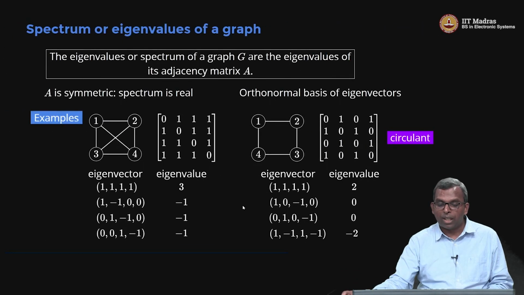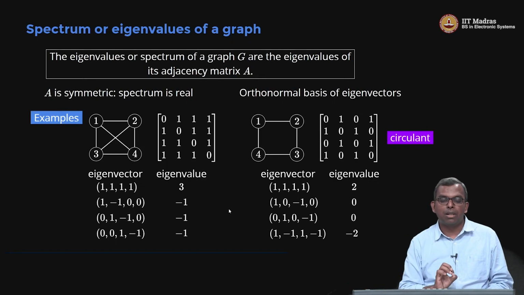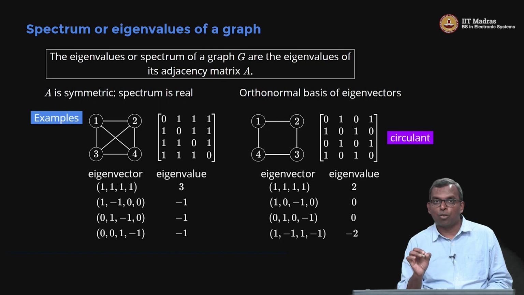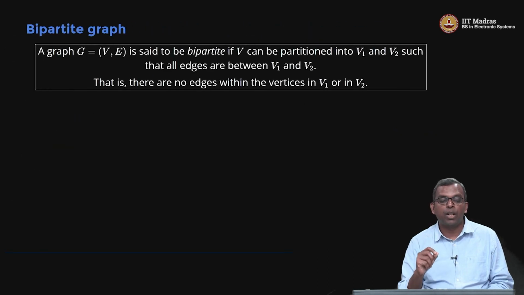So how do you make use of these eigenvalues and eigenvectors? I'm going to show you one example where the eigenvalues and eigenvectors of a graph, or the adjacency matrix, play a crucial role in graph theory. That is in finding out something about bipartite graphs. So let's quickly go through this.